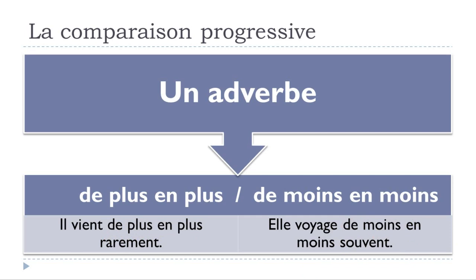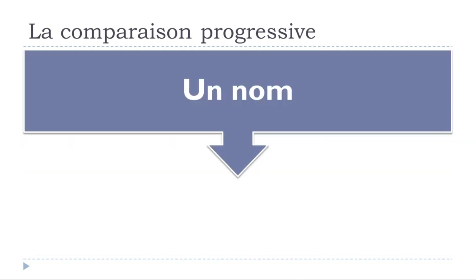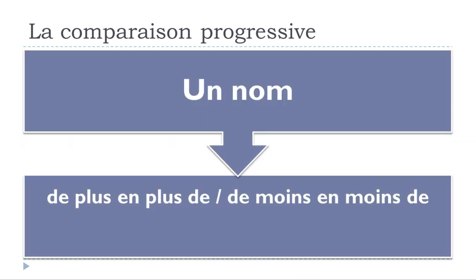So let's see now how it will work with un nom. And then in that case, you can see that it's a bit different, because you will have to use this de plus en plus, but then keep in mind that you should put de as well, okay? And then de moins en moins, de. All right? It will be the only difference between what we saw for un adjectif ou un adverbe.